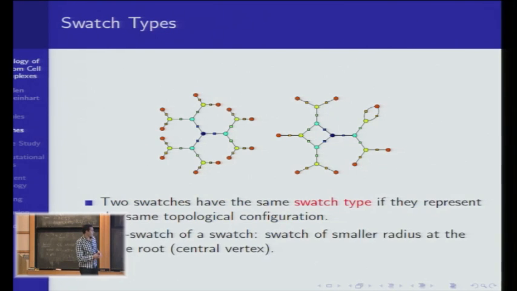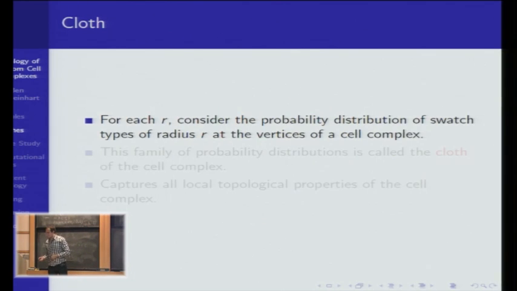So two swatches are the same if they represent the same local topological configuration, up to homeomorphism. We'll also need the definition of a subswatch. A subswatch of a swatch is just a swatch of smaller radius at the same root. You can only go out by radii. So if you just take these two here, that's not a subswatch. You go out by each radius. So for example, here you'll note that the subswatch of radius 2 is the same between these two swatches.